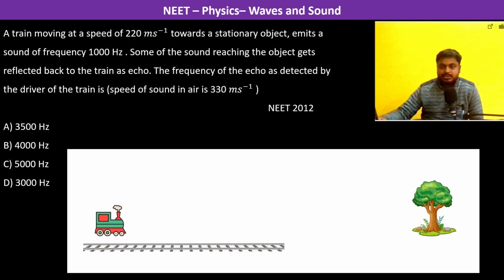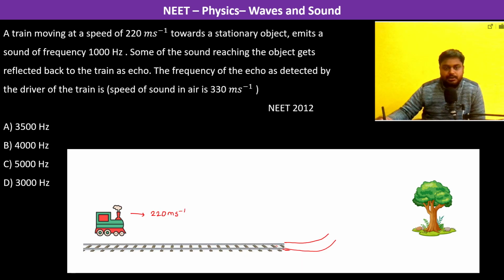A train is moving towards a stationary object. Of course, the track may be turning after some time, but as of now, this is the stationary object and the train is moving towards it. The train velocity is 220 meters per second.